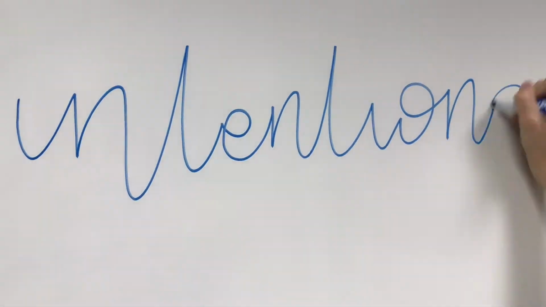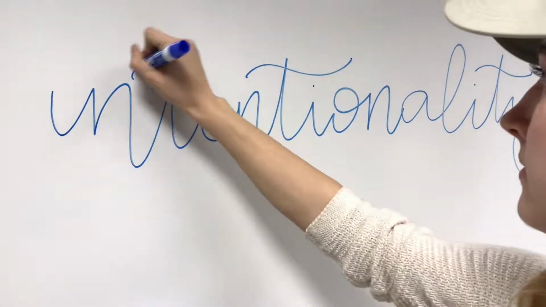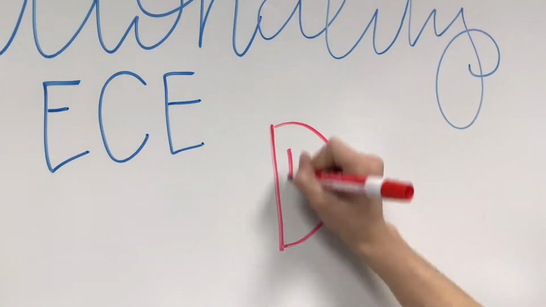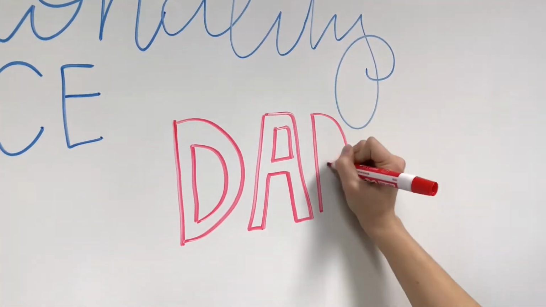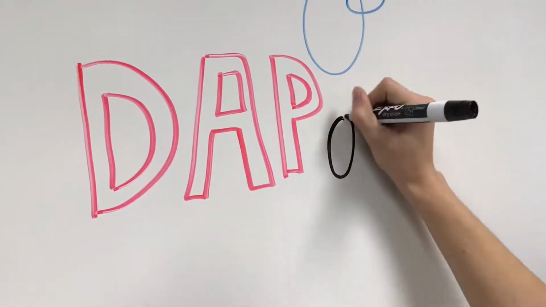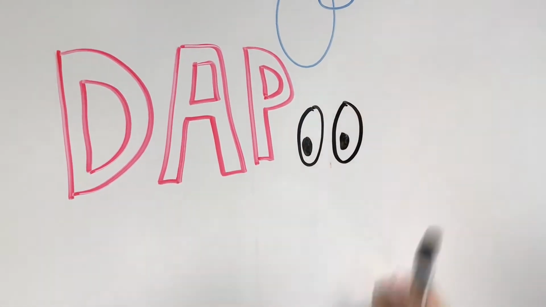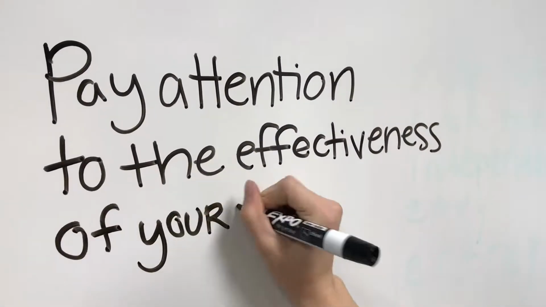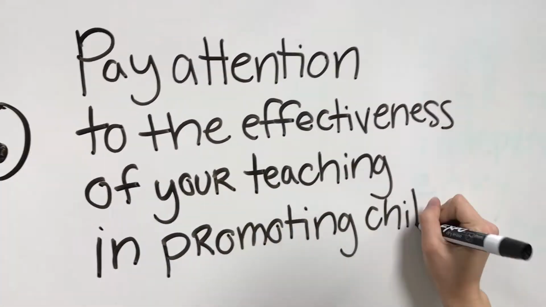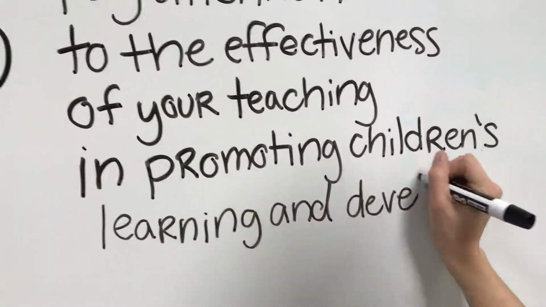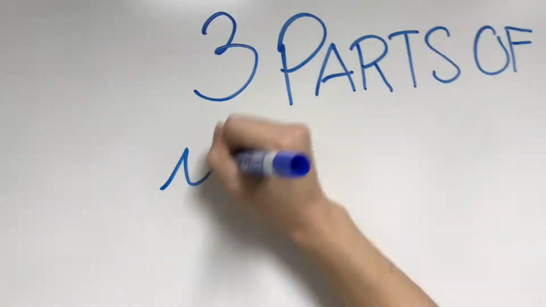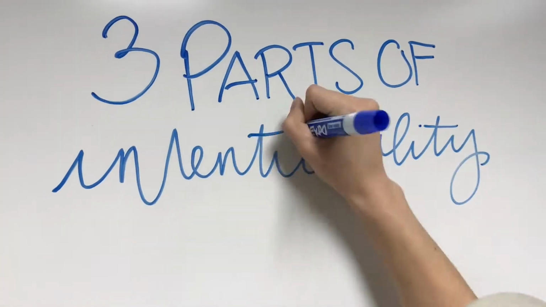Okay, our topic today is intentionality in early childhood education. So, developmentally appropriate practice requires that as teachers, we be intentional by paying attention to the effectiveness of our teaching in promoting children's learning and development. So, as teachers, that means that we need to have three parts to our intentionality.